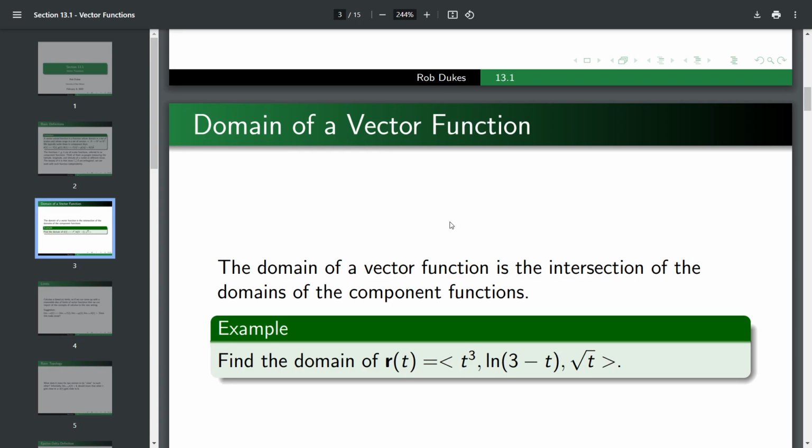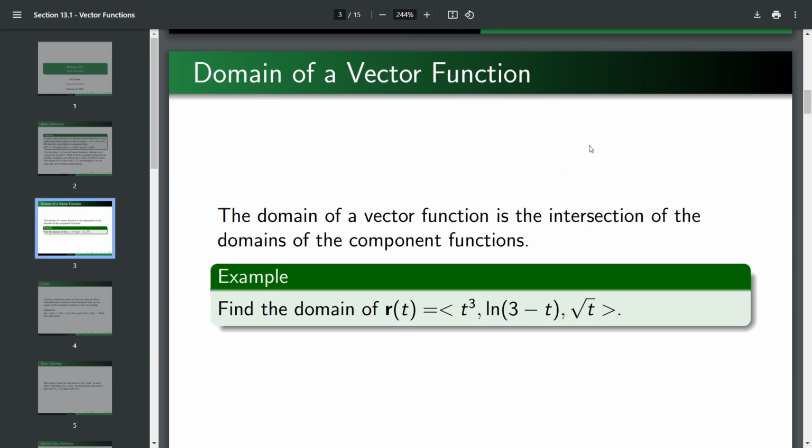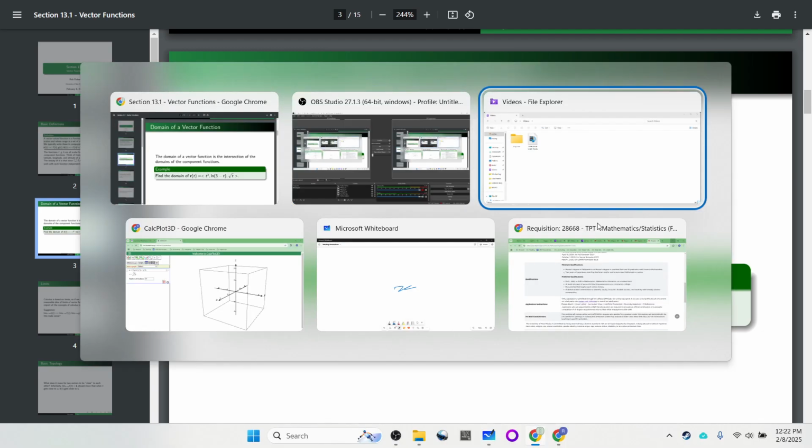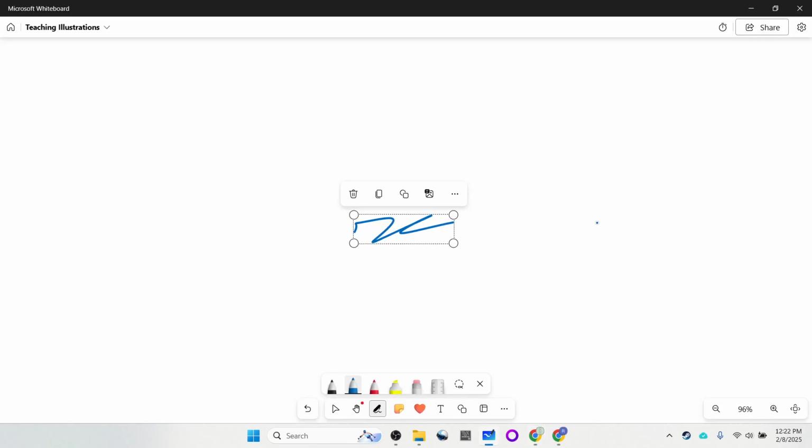Let's talk about domain. Domain is the set of all values where if you put them in, you get a number out. So the domain is real numbers. What real numbers can I put into this function so that it will not break? Well, the easiest way to do this is to get the three different components separately and then just take the intersection, the set of points that are in the domain of all three. So let's do that.